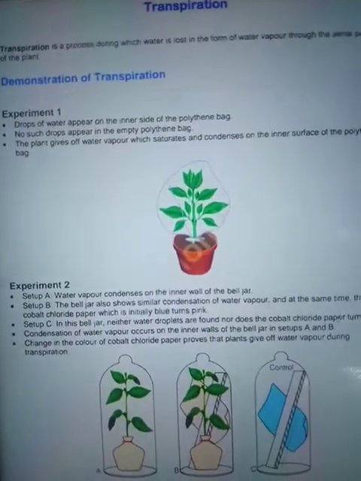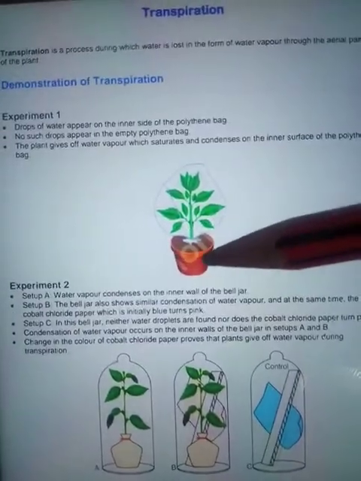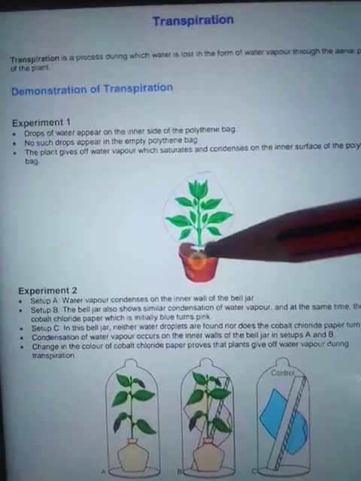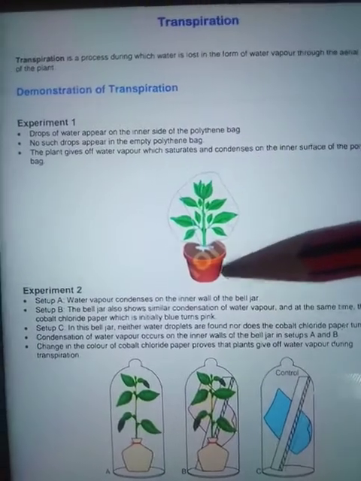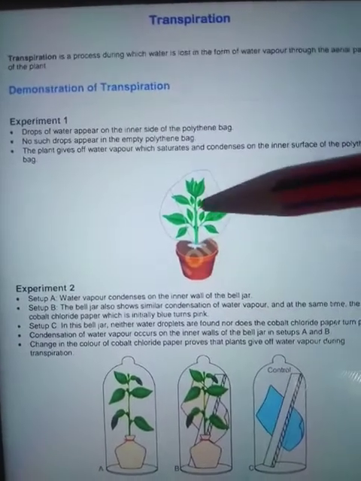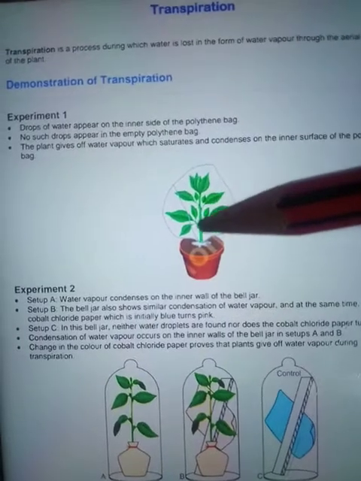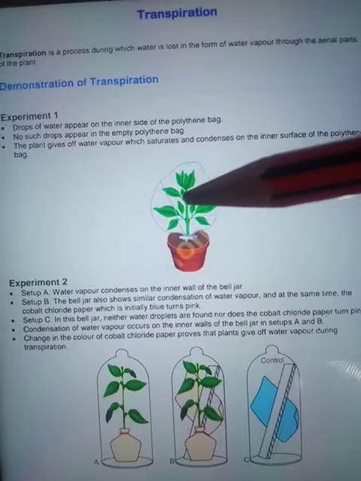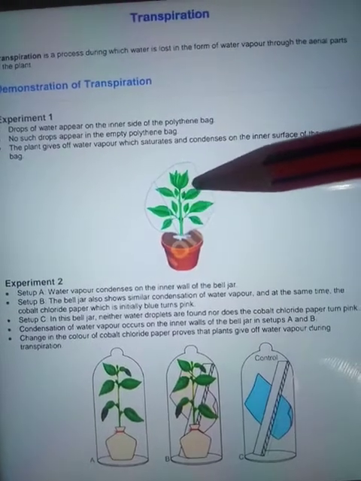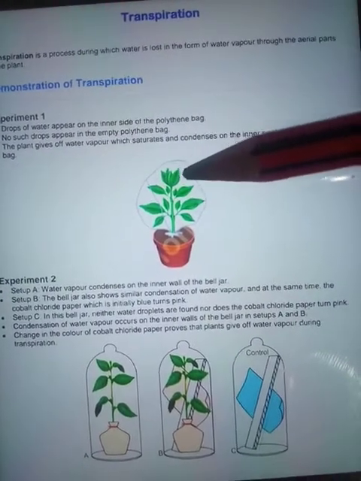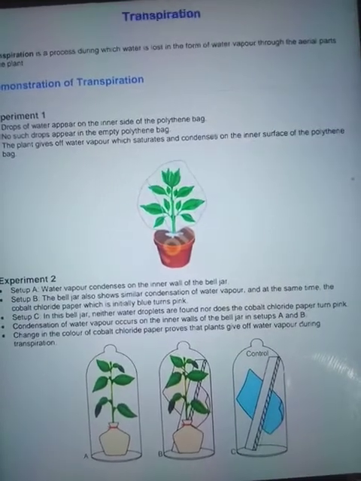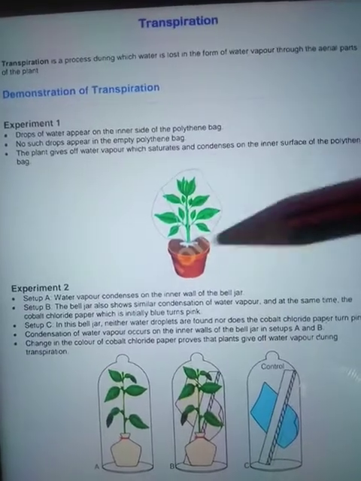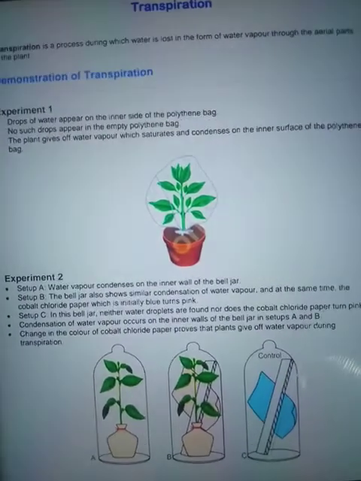In the first experiment, you can see that there is a potted plant over which a polythene bag is covered. We'll cover the aerial parts of the potted plant with the polythene bag, and after some time we will see that the plant gives off water vapor, and this water vapor condenses over the inner surface of the polythene bag. This shows that transpiration occurs through the aerial parts of the plant.